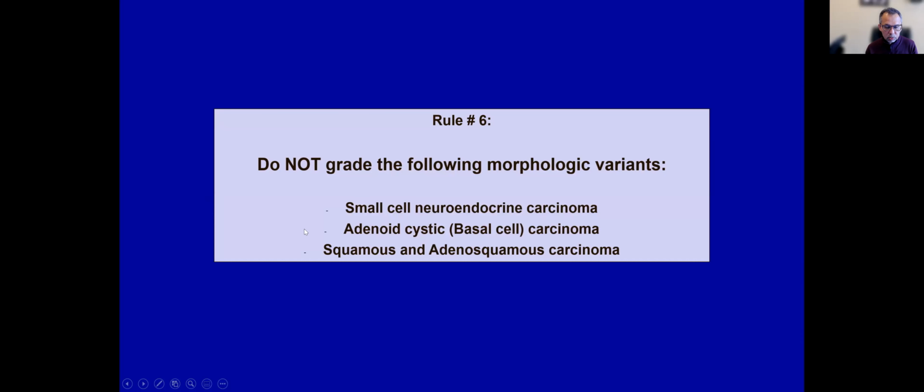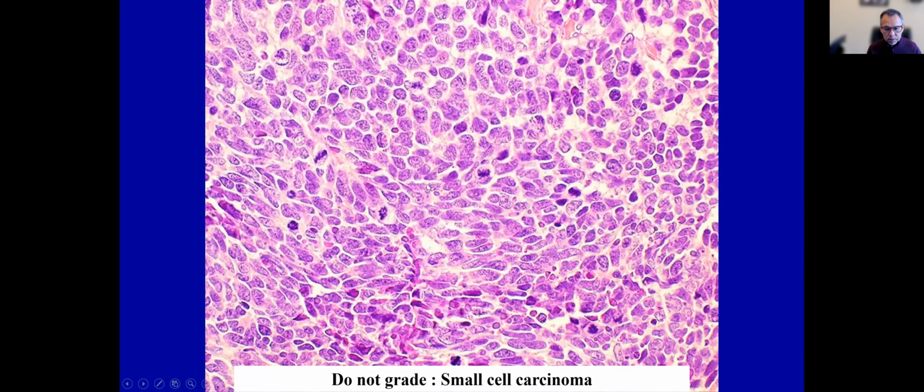Rule number 6, do not grade the following morphological variations: small cell neuroendocrine carcinoma, adenoid cystic, previously known as basal cell carcinoma, and squamous and adenosquamous carcinoma are not graded because of their specific therapeutic implications. So you do not want to provide the Gleason grade in this type of context.